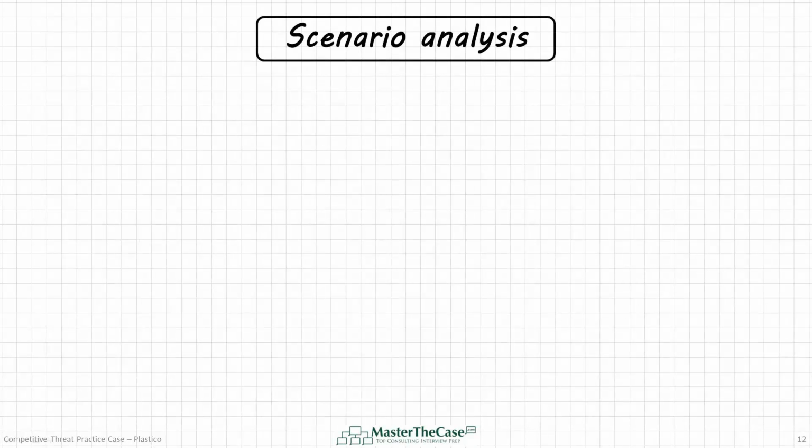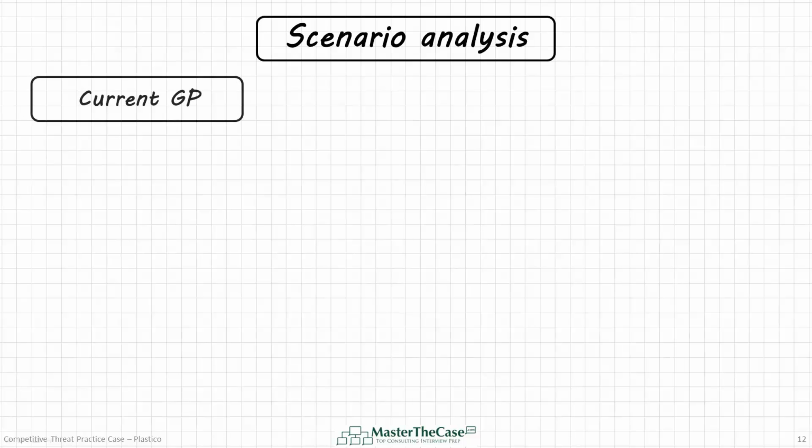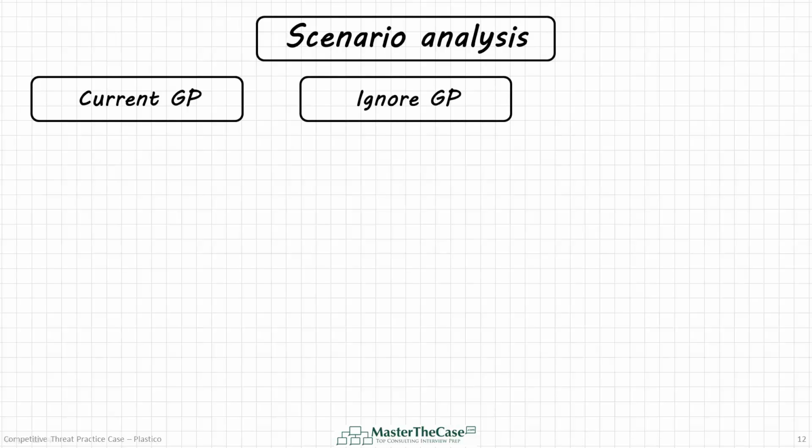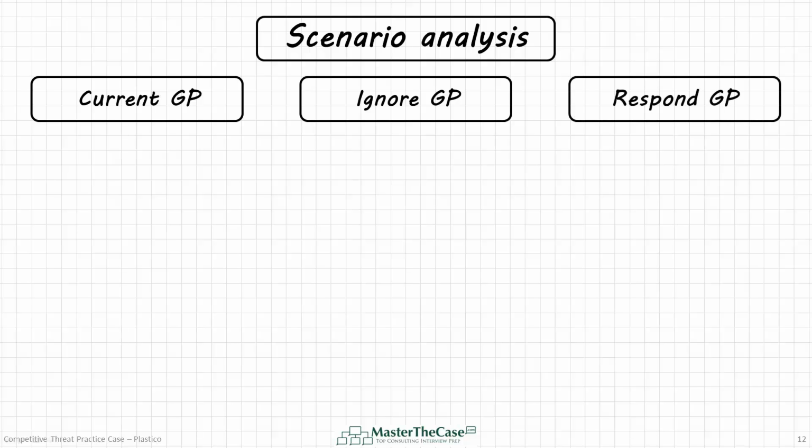I will structure my scenario analysis as follows. First, I will compute the benchmark current gross profit. Second, I will calculate the ignore scenario gross profit. And finally, I will determine the respond scenario gross profit. For simplicity, I will perform this analysis on the batch basis.